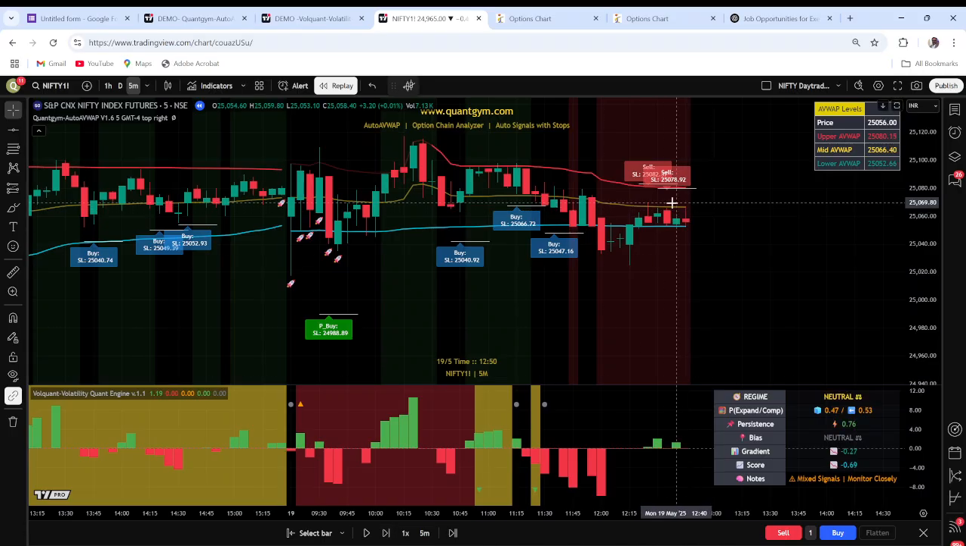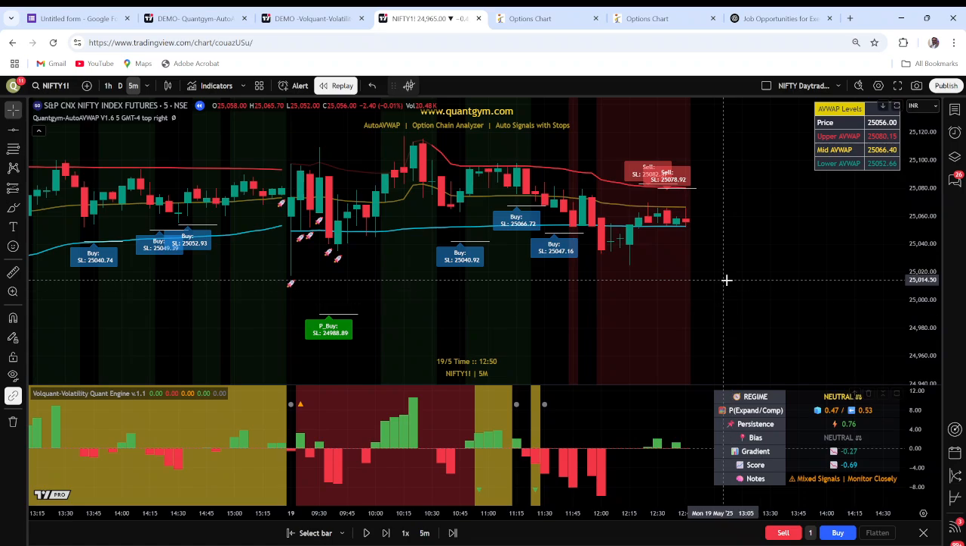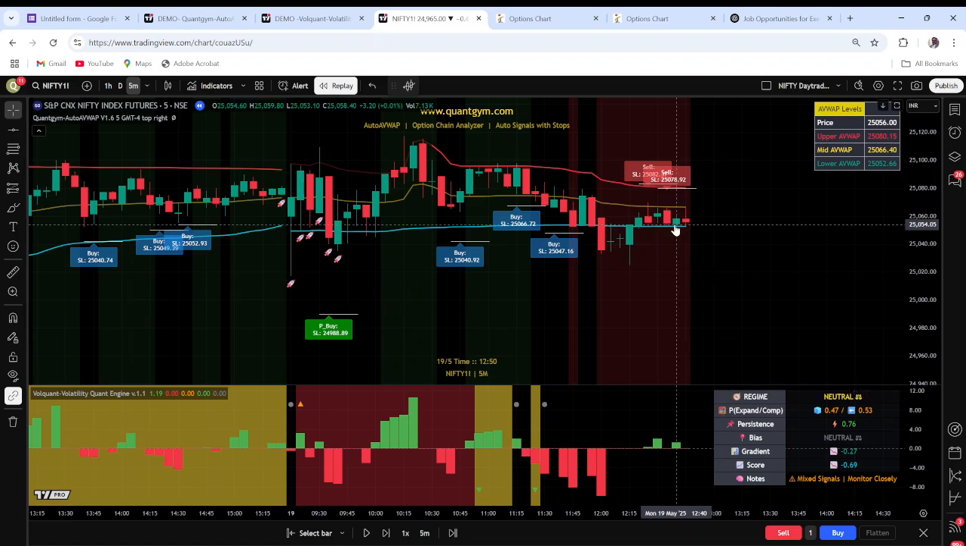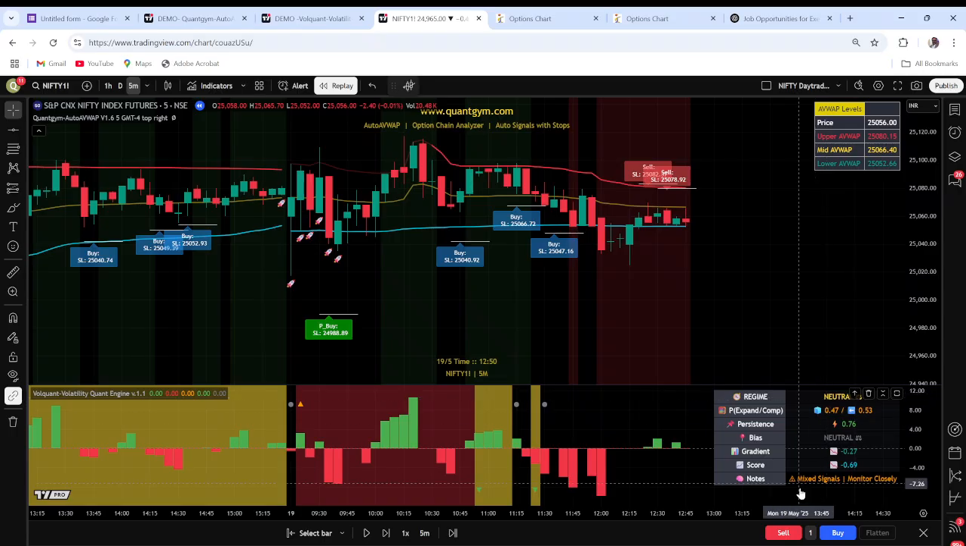Okay, I get multiple sell signals out here. Now this is interesting. Interesting because the first signal is around 1225, right? Now this is a sell signal. Your bias is neutral, your regime is neutral. Notes is telling you mixed signals, monitor closely, so you cannot buy a put. In order to buy a put, this has to be expanding. This should tell you that it is bearish, there is strong momentum on the downside.